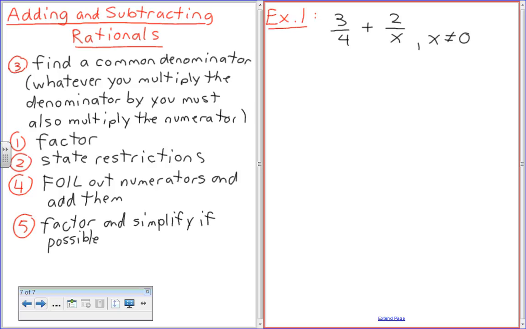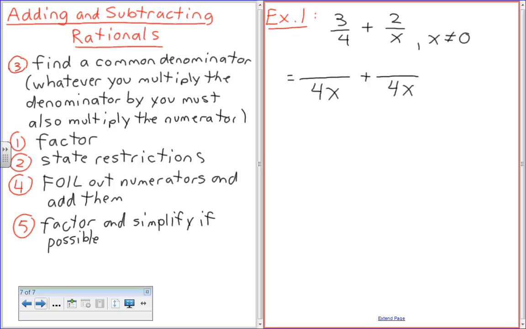Gabrielle, what's my common denominator going to be here in this case? 4x. Okay, because remember, just in general, you find the common denominator by multiplying. So in this case, it's going to be 4x plus something over 4x.